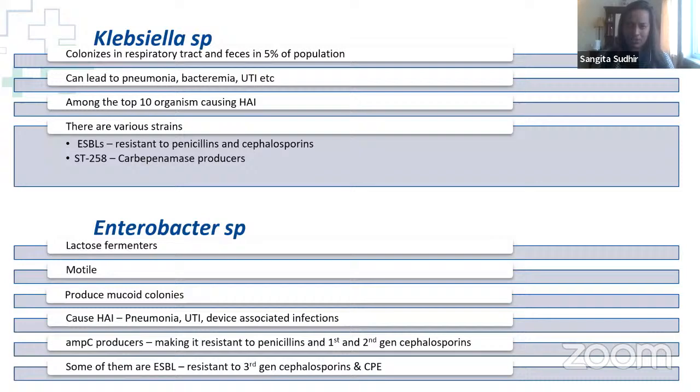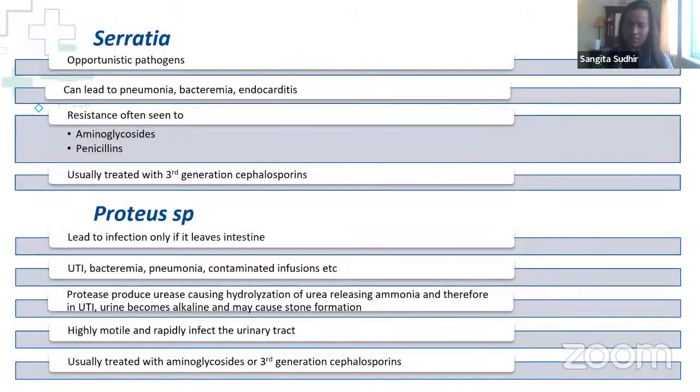Now, we'll just discuss other Enterobacteriaceae as well, like Enterobacter. These can produce pneumonia, UTI, device-associated infections, and Serratia and Enterobacter are not commonly seen as a normal gut microflora. They are mostly opportunistic pathogens. They can cause device-associated infections, so usually seen in patients admitted in hospital and long-term care facilities.